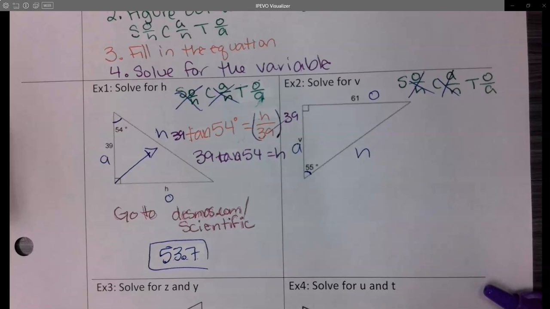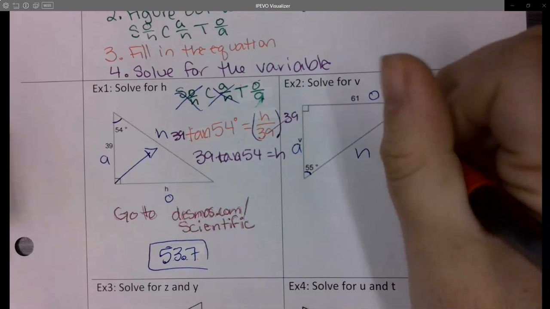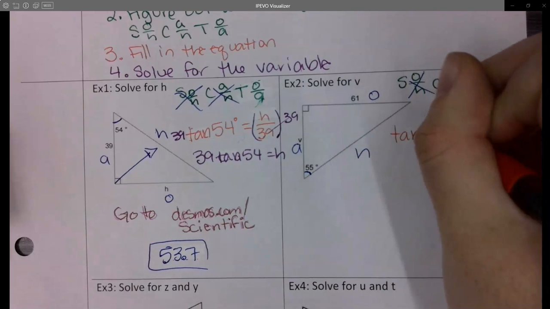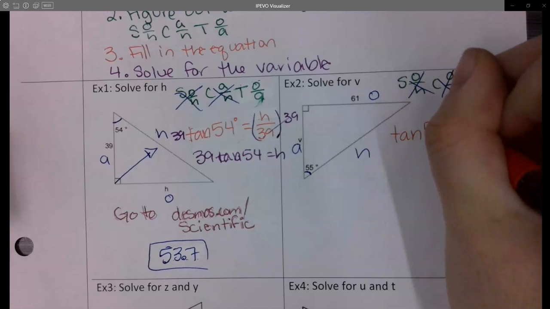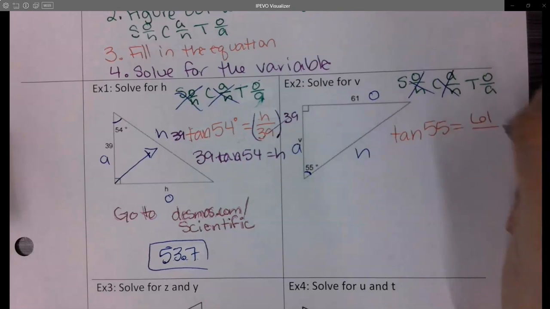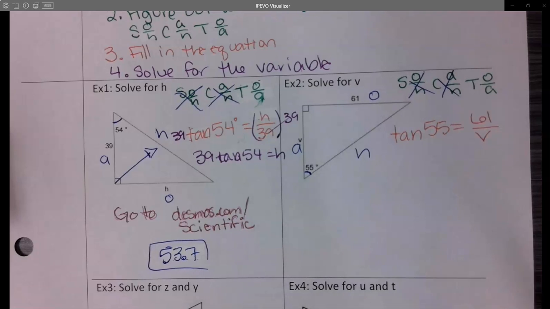Okay, now I can go back to number 2. So I have my opposite over my adjacent. This is tangent. So I know my angle is 55, my opposite is 61, and my adjacent is V.